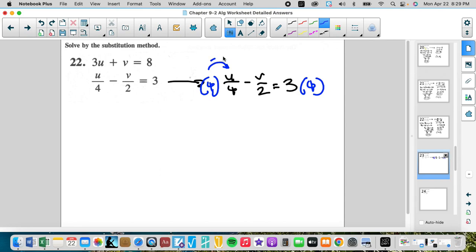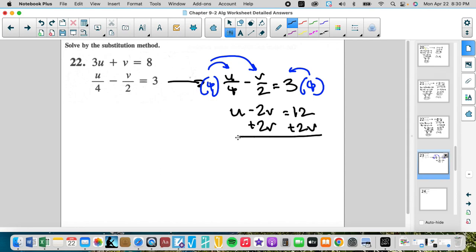Everything. This, and this. So that's going to cancel, and that leaves me with u. If I distribute that, the 2 in the denominator cancels with the 4 in the numerator. That leaves me with negative 2v equals 12. And now I'm going to add 2v, and I get u equals 2v plus 12. So I'm going to take that and plug it back into this equation. So let's move this one down.